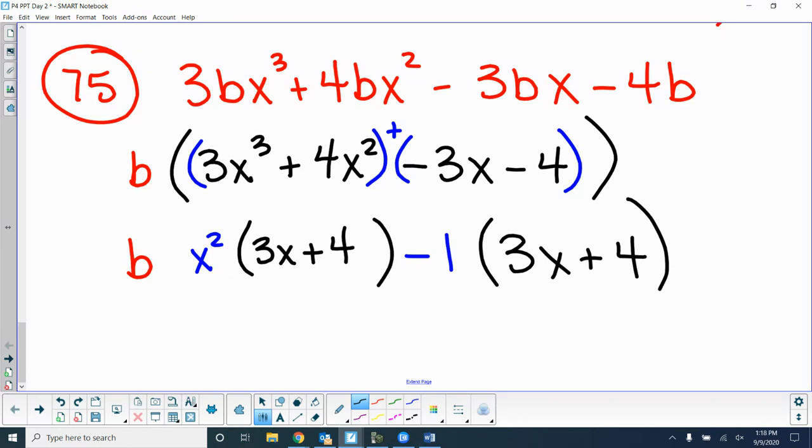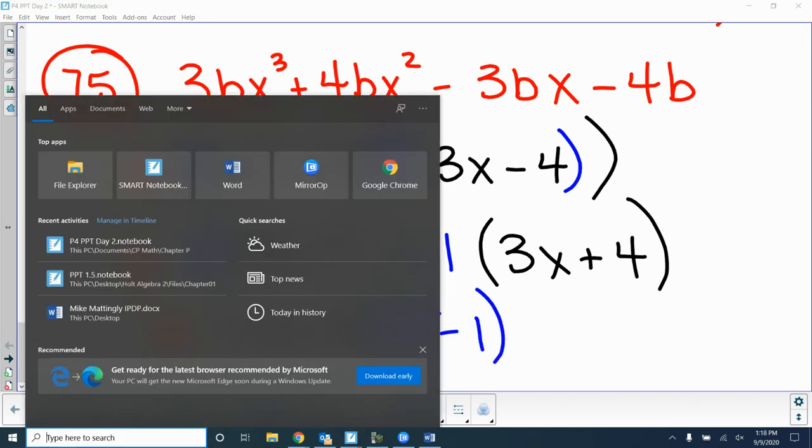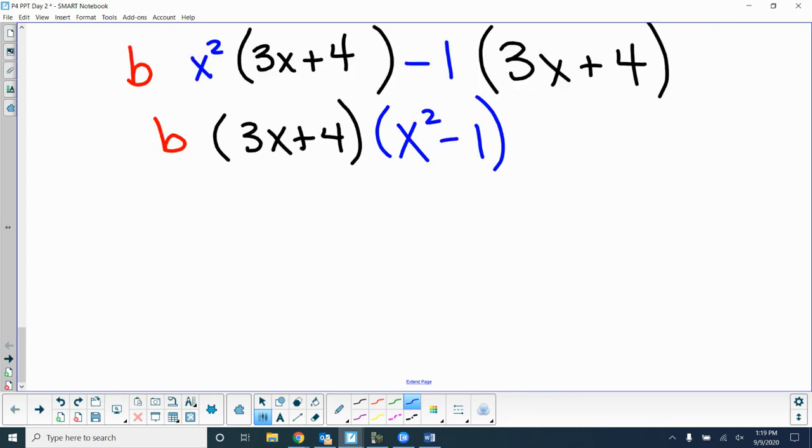The two black binomials are the same, right? That's what I want to happen. So here's my answer. We got our red B, our 3x plus 4, our black 3x plus 4, and our blue x squared minus 1. All done, right? Christopher, all done? You can't. Why? Oh, okay. My bad. Yeah, that's a difference of squares. So we gotta finish up.